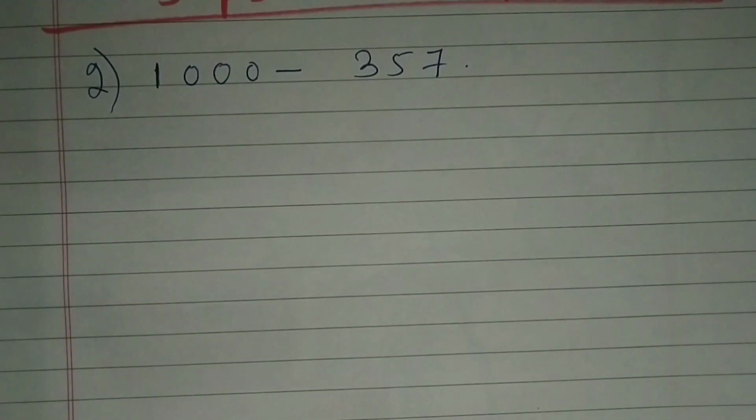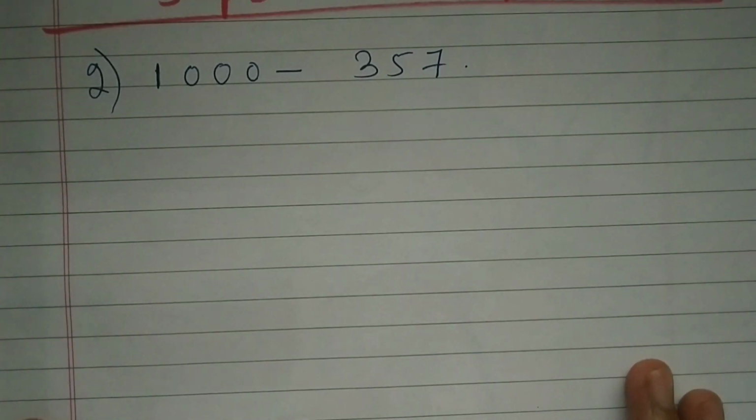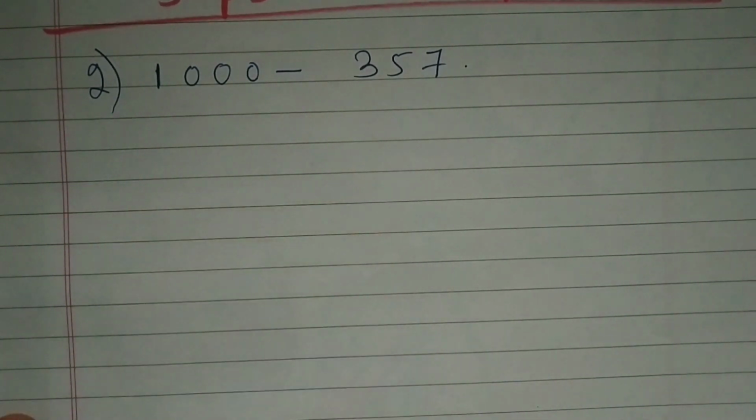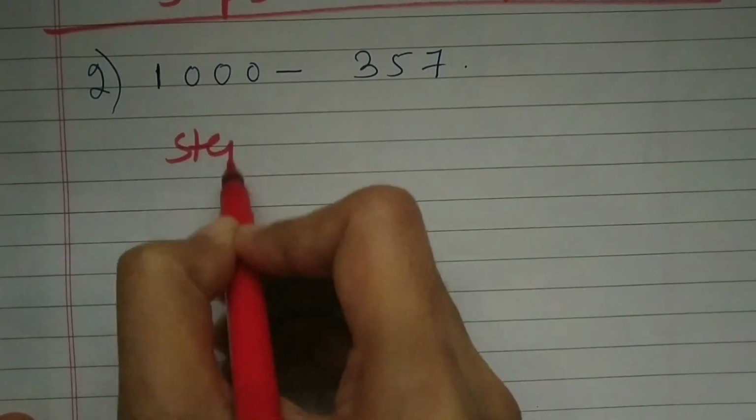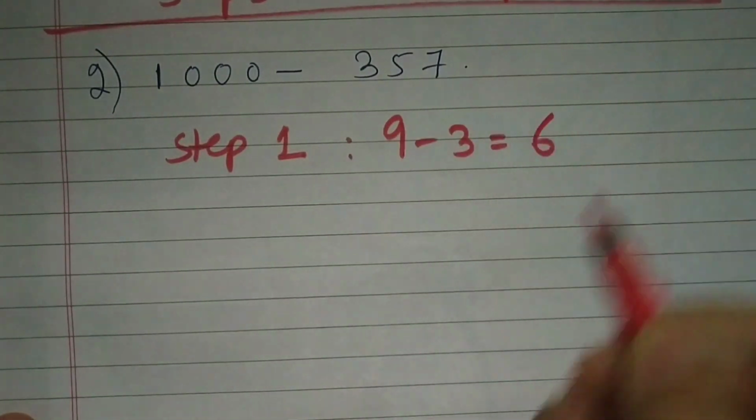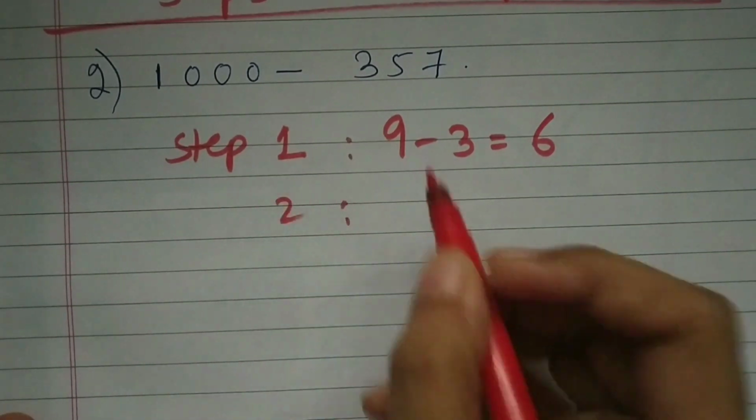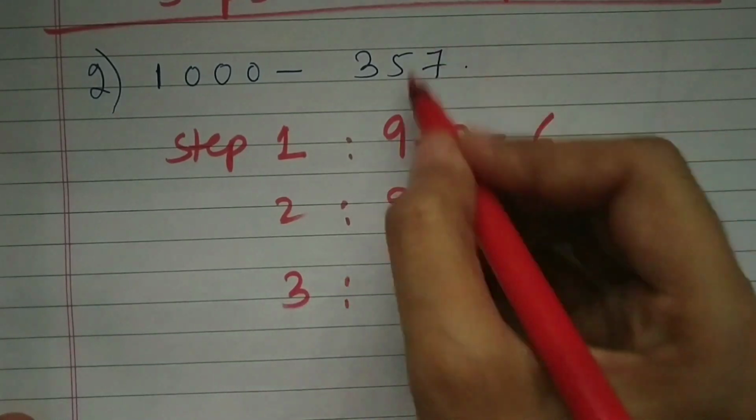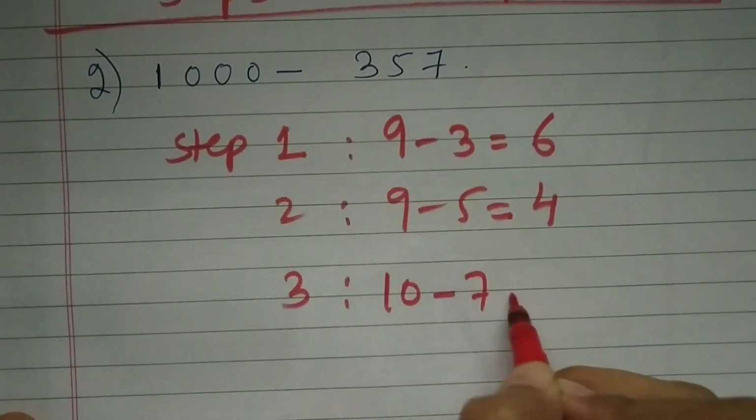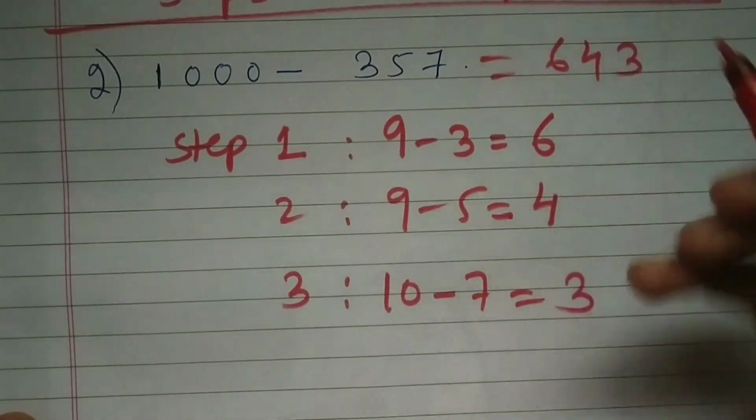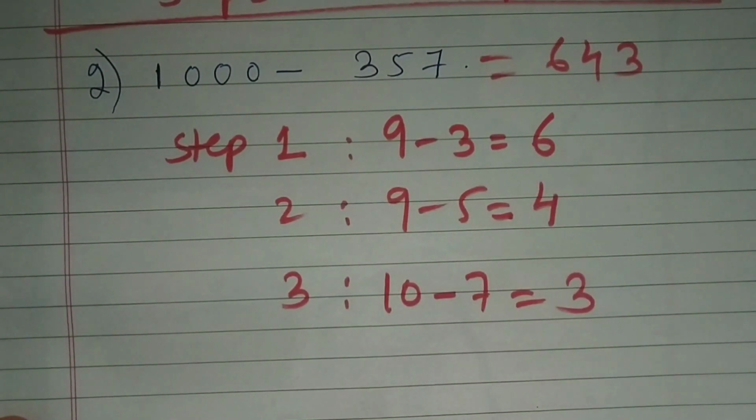Okay, let's play with another example so that our concept becomes a little stronger. This time we'll go faster because we have to solve this question in a few seconds. So now you'll say what the steps are. The very first step: 9 minus 3, what will it be? 6. Then step 2: 9 minus 5, that will be 4. Step 3: this is the last digit, so 10 minus 7, that will be 3. Thus, the answer will be 643. That's it.